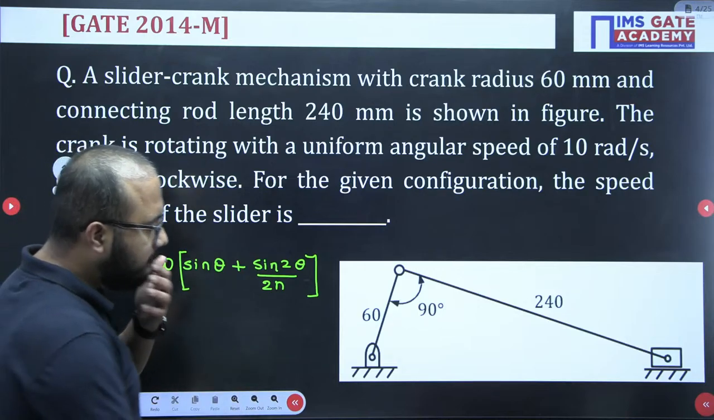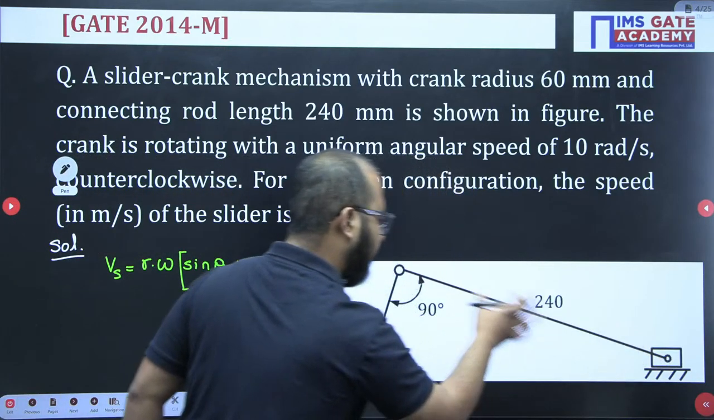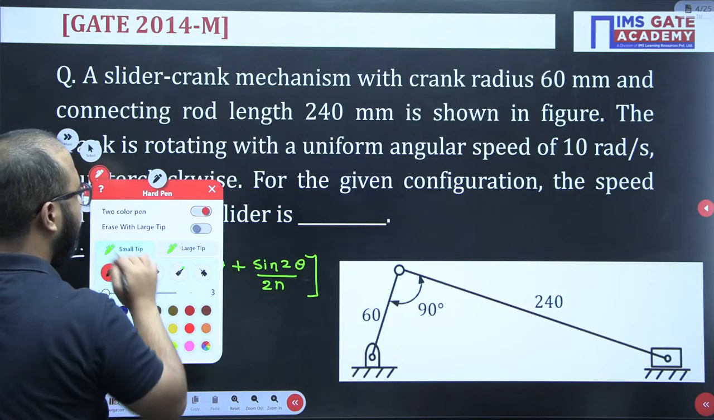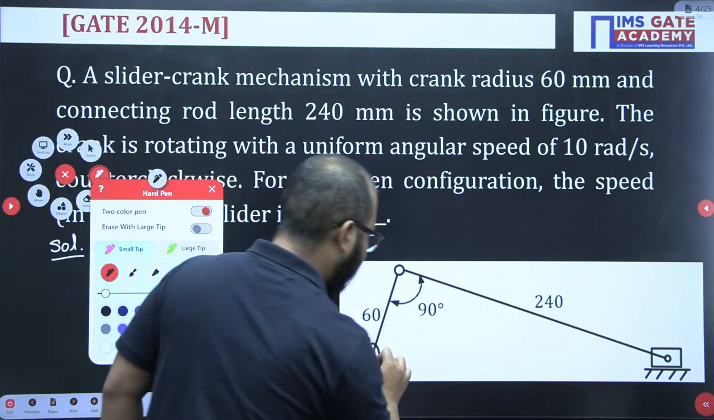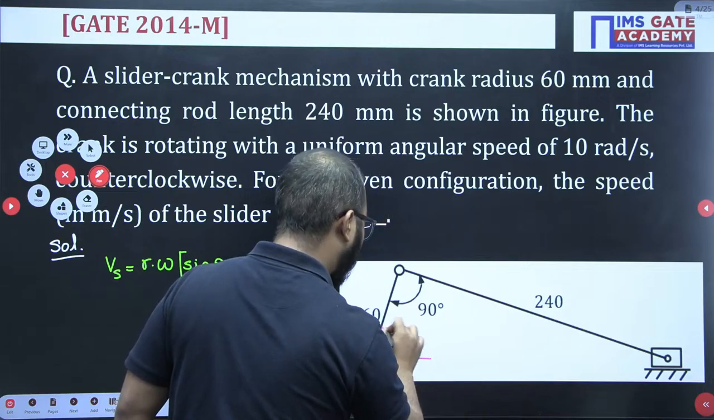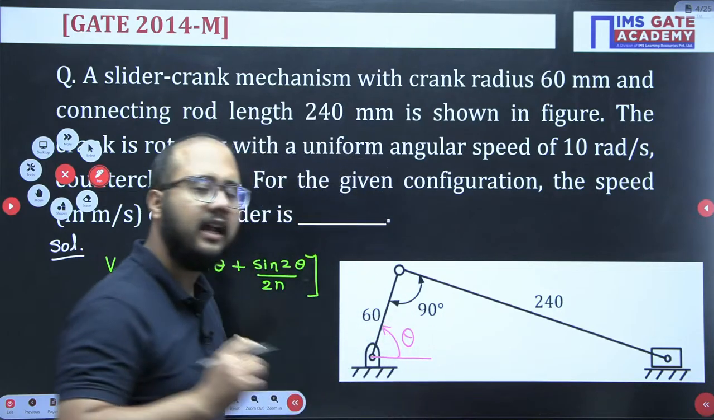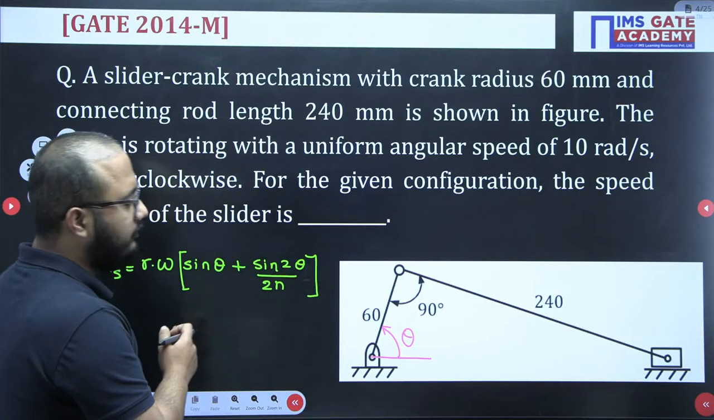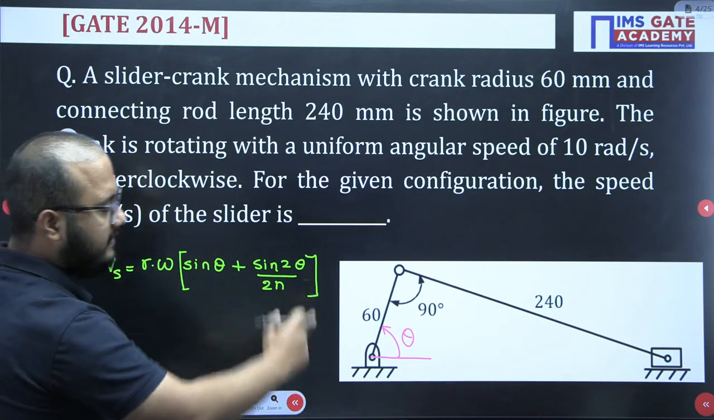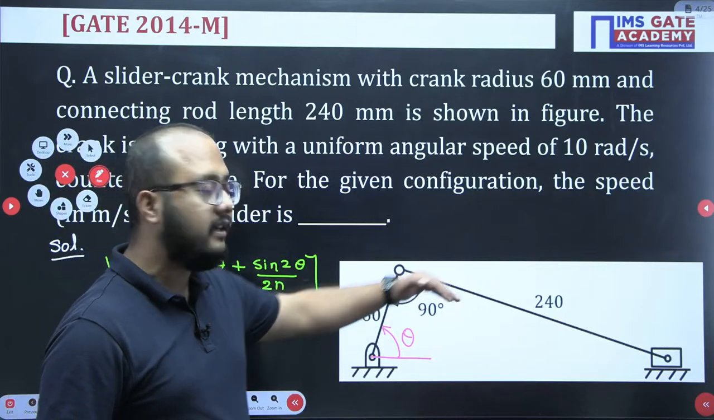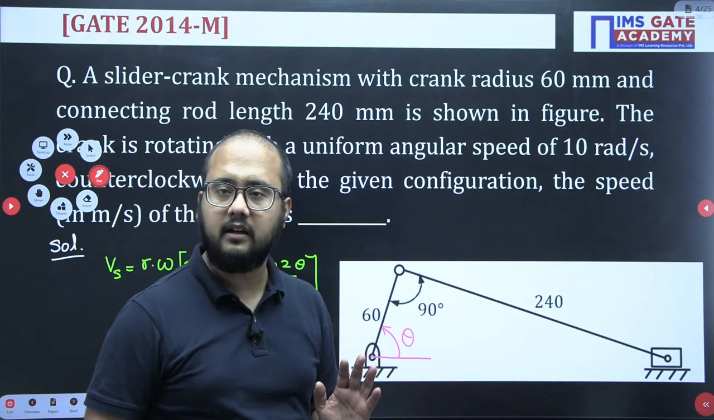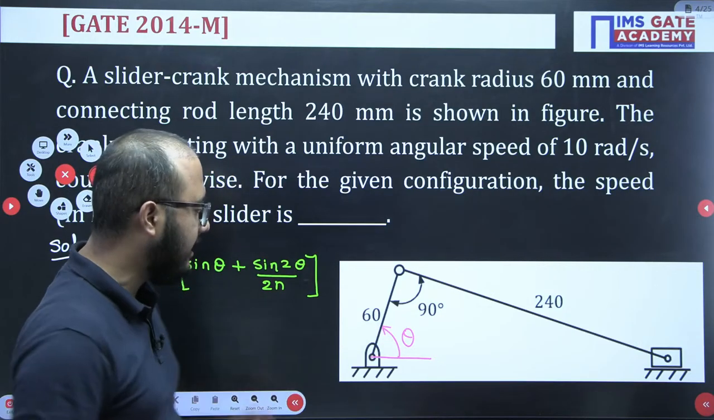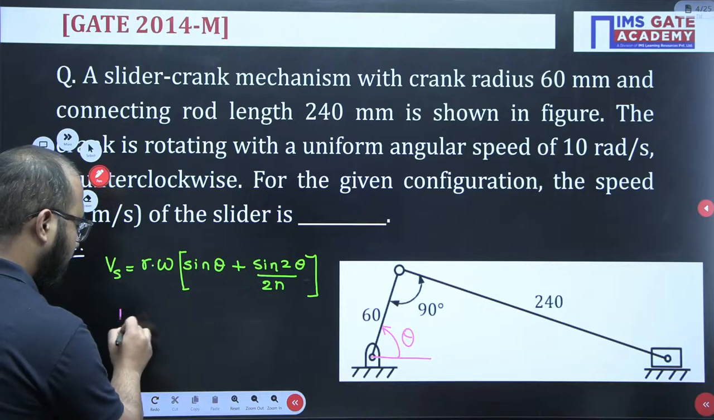Now the question shows the slider, connecting rod and crank. What will be this angle? We need to know this angle theta, because without it we cannot calculate the velocity of the slider. As 90 degrees is given between the crank and connecting rod, it forms a right angle triangle, so using trigonometry I will get theta. So let us write tan theta.